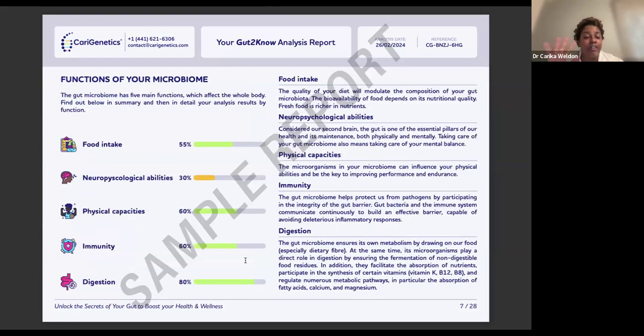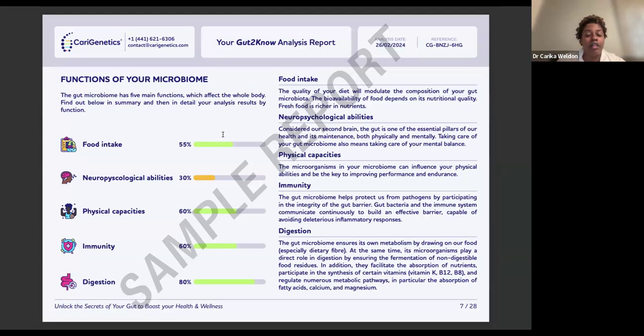Okay, so there are 5 functions of the microbiome that, if you forget anything I've said today, I would love for you to remember. So one is your food intake, and this is the quality of your diet that will modulate the composition of your gut microbiome or microbiota. The bioavailability of food depends on its nutritional quality. So obviously, the fresher the food is, the richer it is. So obviously, try to avoid the fast foods and have more fruits and vegetables. And that can be picked up based on a gut microbiome test and given a score.